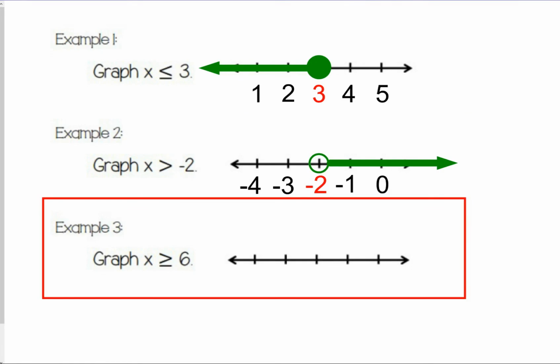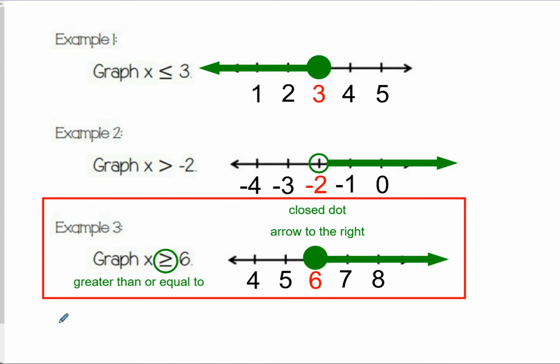Go ahead and try your best with example 3. You are amazing and you can do this. So as we can see for our answer to example 3, we had a greater than or equal to symbol. So we started our number line at 6. We have our numbers increasing and decreasing. We have a closed dot because it was equal to, and our arrow is to the right because we were greater than. Not too shabby.